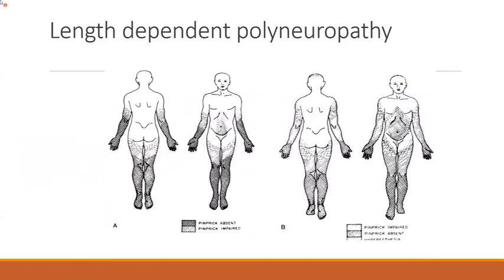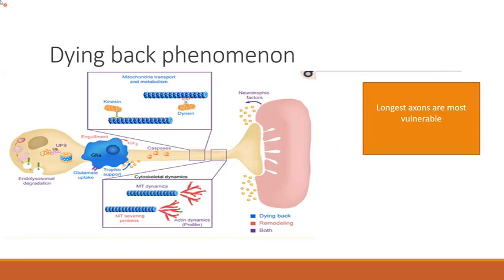So why does this occur in length-dependent polyneuropathy? It occurs because of the dying back phenomenon, for which the longest axons are most vulnerable. So this is the cell body and this is the axon. The longer the axon, the further it is from the cell body. For the axon to maintain itself, it has to take neurotrophic factors. They go to the cell body, it processes them and sends them back to the axon to use. So the neurotrophic factors, the axonal transport and the cell body have a role to play in maintaining the axon.